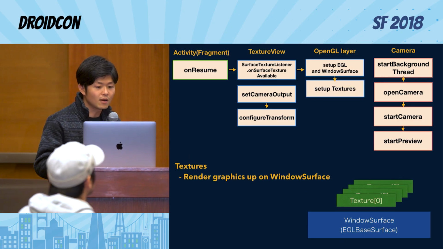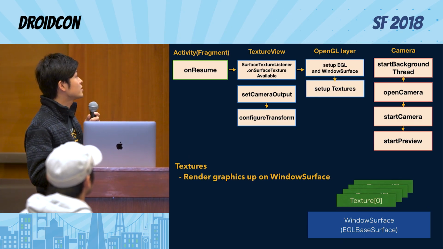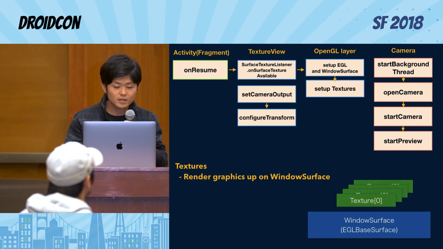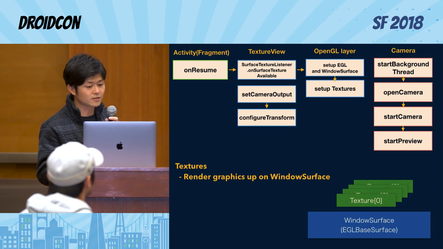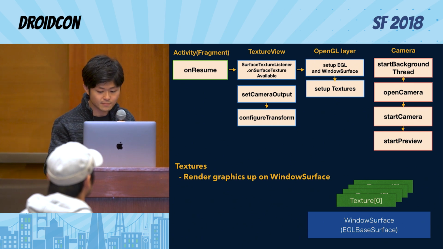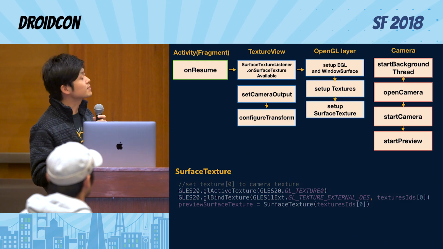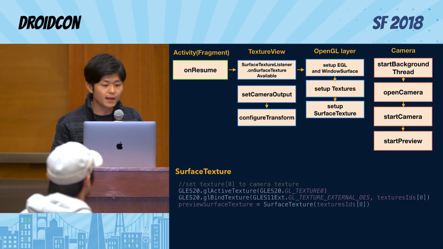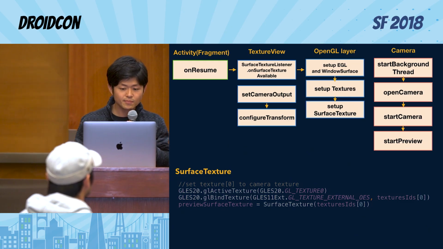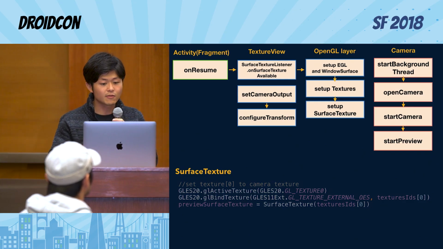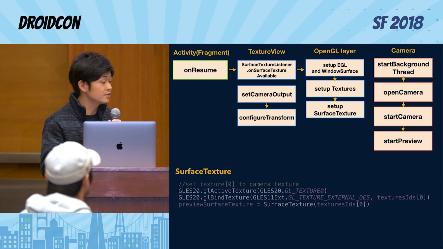And then on the window surface, there are multiple textures you can set, and we need to instantiate that texture layer to use it. The next step is to set up the surface texture. As I explained, we need to use the surface texture to render it, but OpenGL has its own texture, so we need to wrap the render and then pass it to the camera.